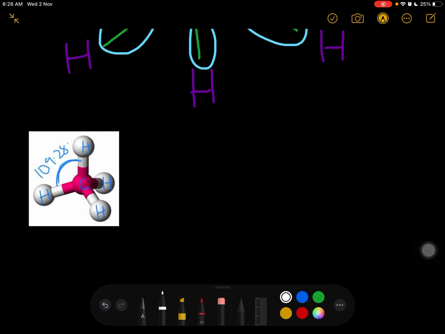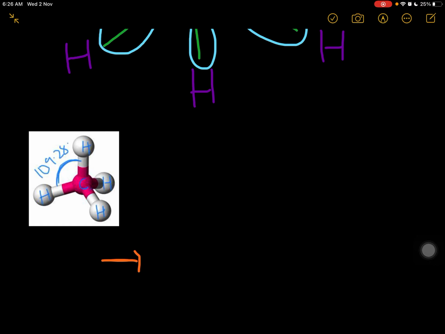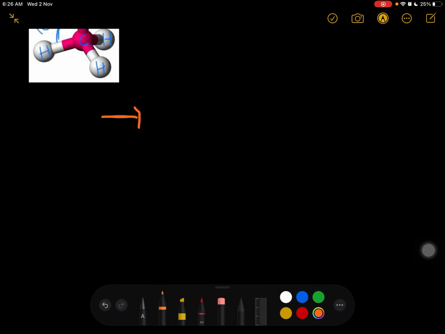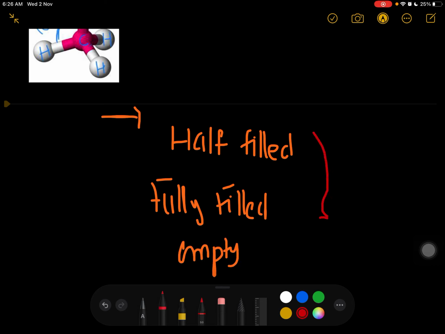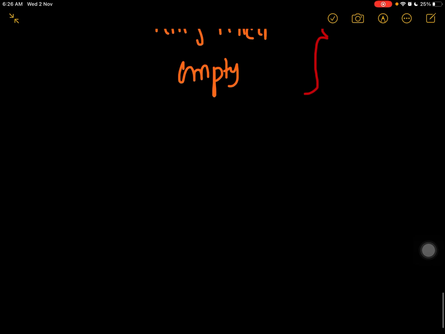There is another rule: in hybridization, which kinds of orbitals will participate? Half filled, fully filled, or empty orbitals, they all can participate in hybridization.